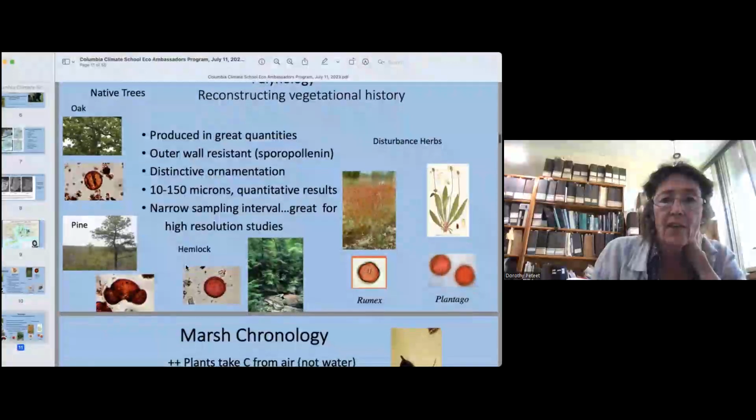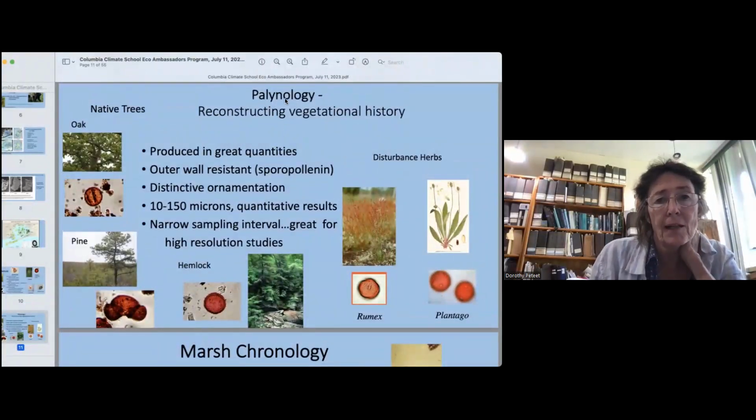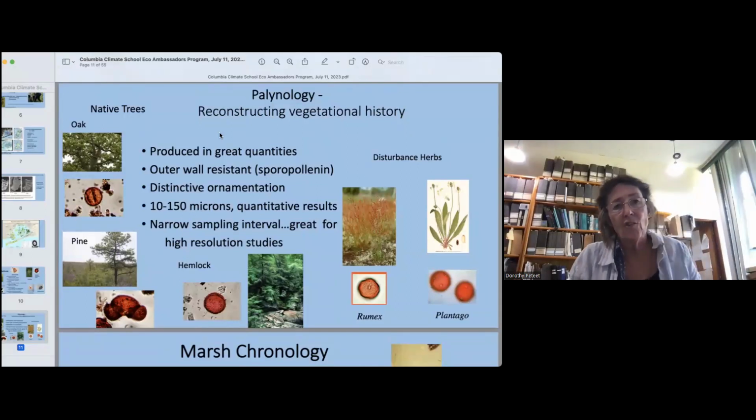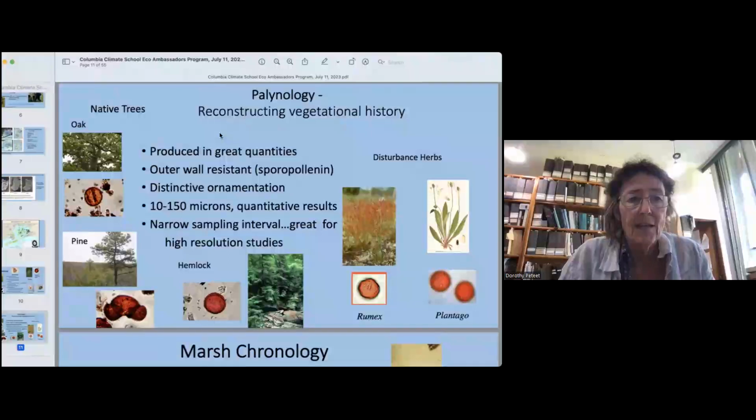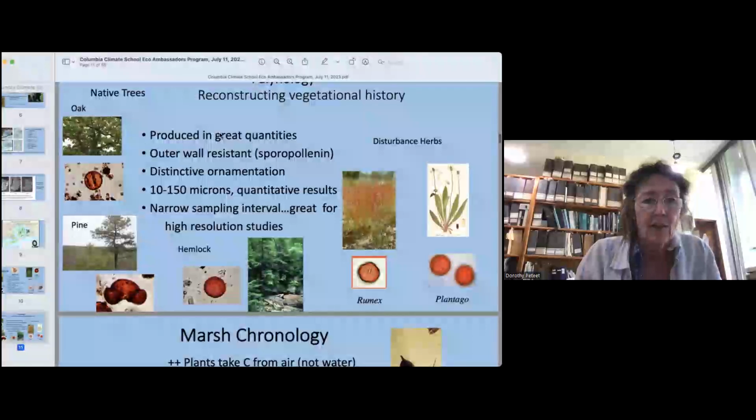So here's another slide showing you palynology, which is the study of fossil pollen. And we can reconstruct then the whole vegetational history. And it's great because, as you know, pollen in the spring is everywhere. So you have lots of it. It's very resistant to decay, so it lasts. And it's tiny, so we can count 300 grains through time and get a good history.